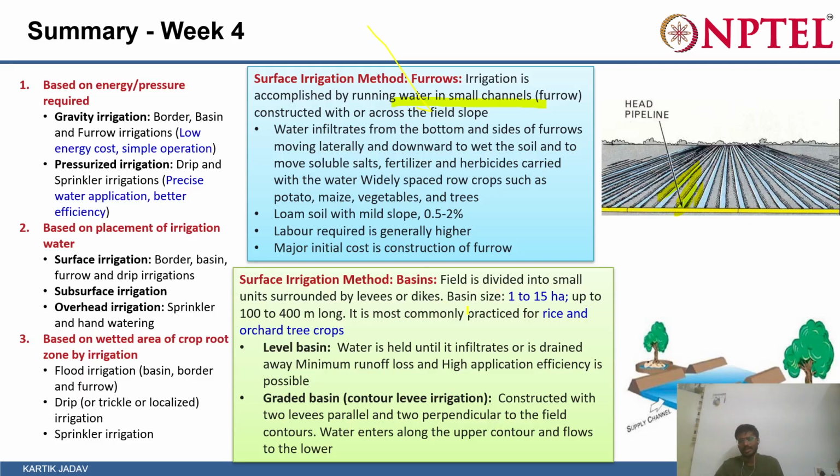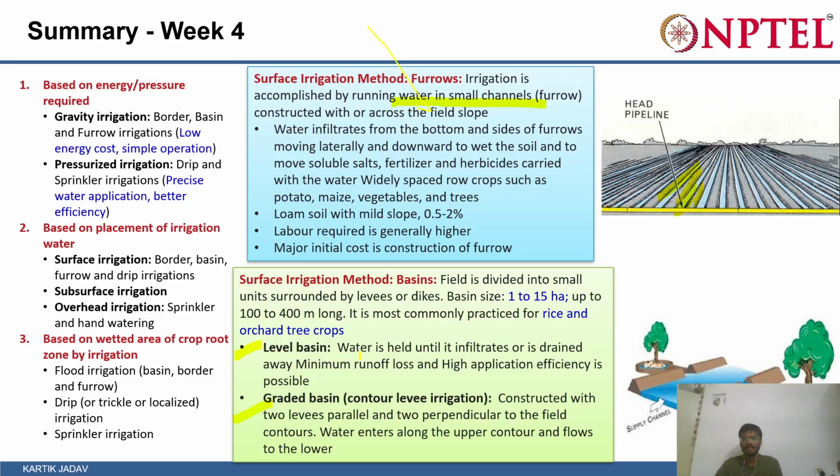But in general, basin size is between 1 to 15 hectares, and basin length is around 100 to 400 meters long. It is commonly practiced for rice and orchard tree crops. In that also you have different kinds of basin. One is a level basin, second is a graded basin.